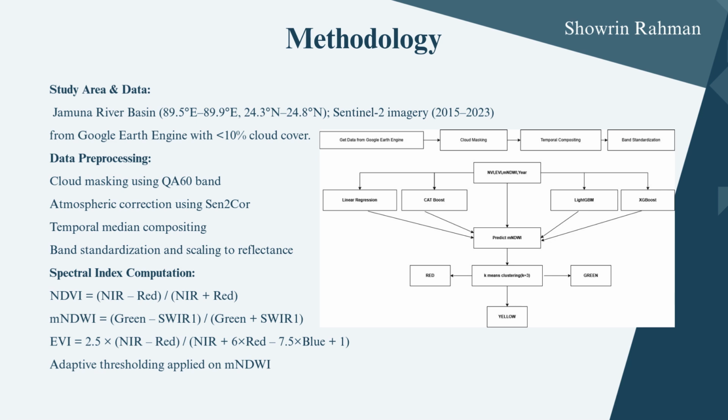We computed three key spectral indices: MNDWI to delineate the water bodies, and EVI to enhance vegetation detection in dense areas. Adaptive thresholding on MNDWI enabled precise water body extraction, setting the stage for riverbank analysis.